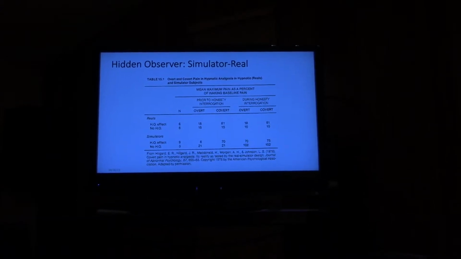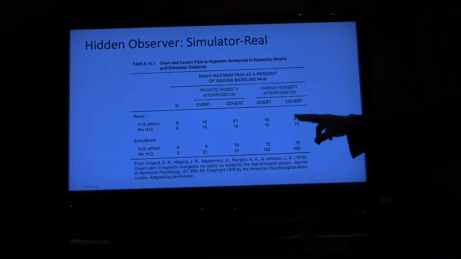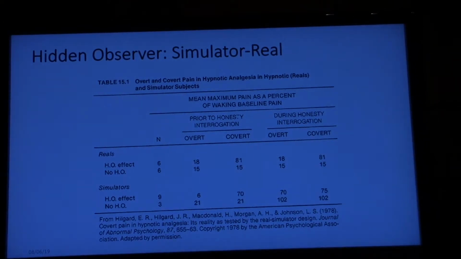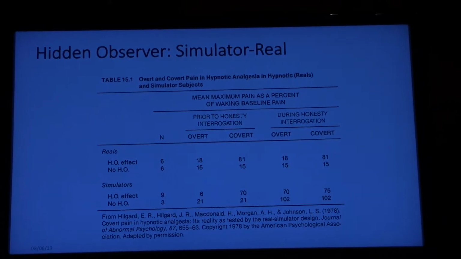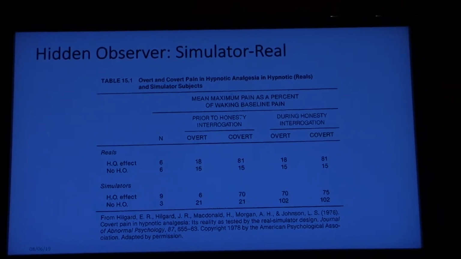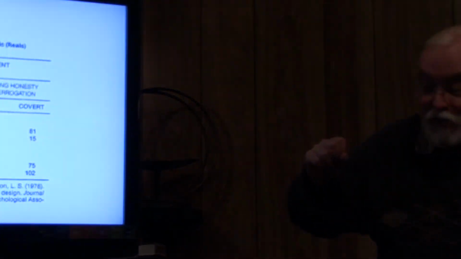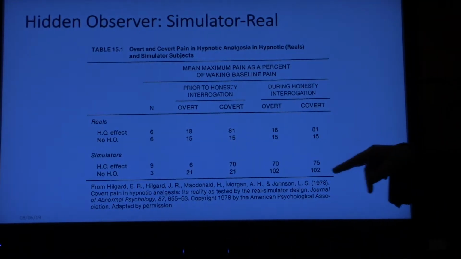Okay, where are we now? Data for reals is in the first couple rows. For simulators is in the bottom couple rows. Each group was divided into two subgroups, those that showed a hidden observer effect and those that didn't. After the experiment was done, there was what they called an honesty interrogation, which is like, okay, what did you really feel? And for this, the simulators had to be honest. Okay, this was after the experiment. During the experiment, it was like, what are you feeling? That's prior to the honesty investigation. So this is when the simulators were faking it, and this is when they were being honest.